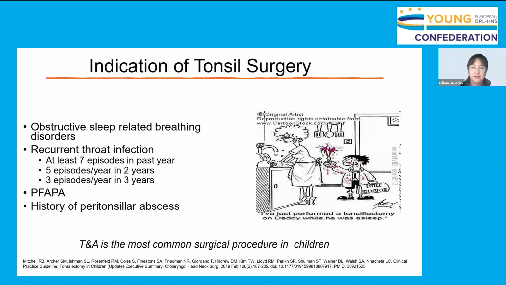Adenotonsillectomy is the most common surgical procedure in children. According to the latest American Academy of Otolaryngology guideline, the indications for tonsil surgery are the following. Obstructive sleep-related breathing disorders in patients with adenotonsillar hypertrophy, and recurrent throat infection if a patient has at least 7 episodes of throat infection in the last year, or 5 episodes per year in the past 2 years, or 3 episodes per year in the past 3 years. Other indications are the periodic fever and the history of peritonsillar abscess.